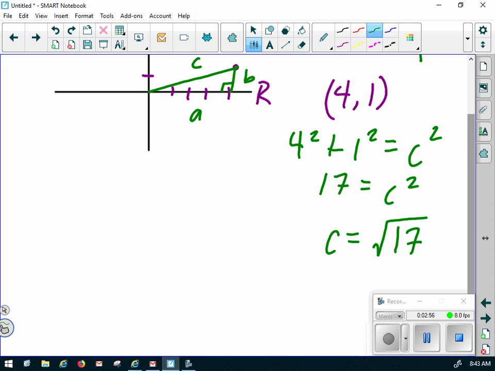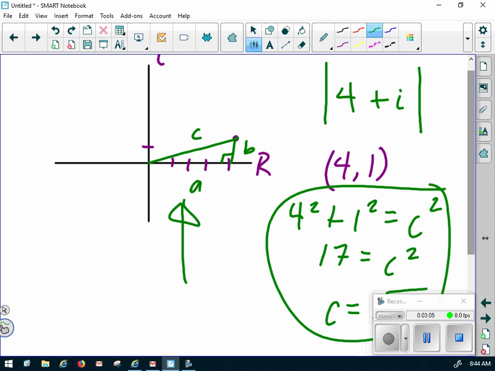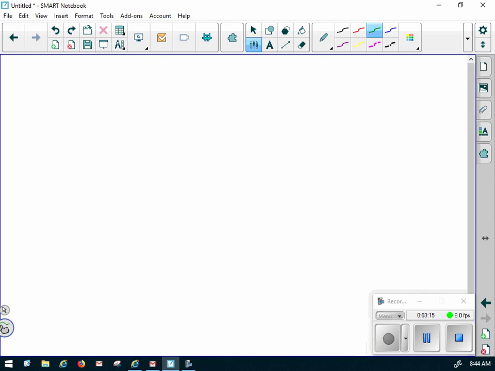Here's my question to you. Could I have come up with this without doing a graph? Could I have looked at this original problem and gone here without the graph? You betcha. So, what if I give you, what is the absolute value of negative 2 plus 3i? What's a? Negative 2. a is negative 2. What's b?